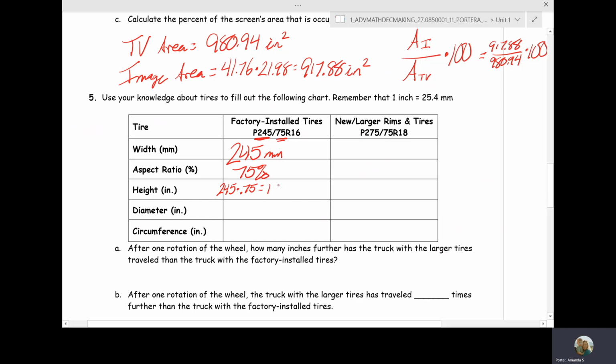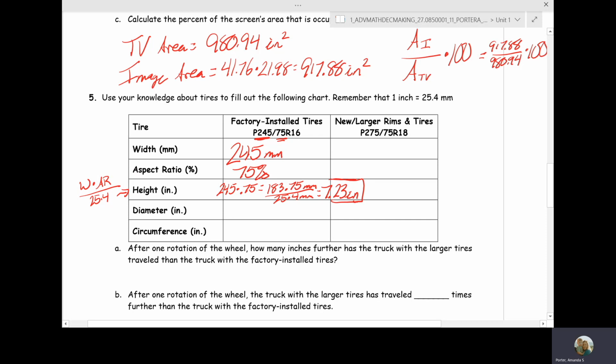And I'm going to get 183.75. That's in millimeters. The conversion to get it into inches is 25.4, so we've shortcutted it and said divide by 25.4 millimeters. And we get a 7.23 inch height. Okay, so the width times the aspect ratio divided by 25.4 is going to give you the height.